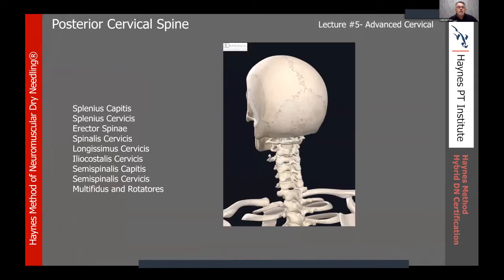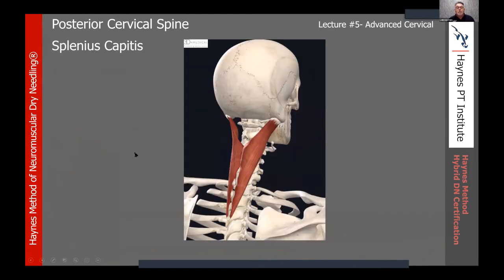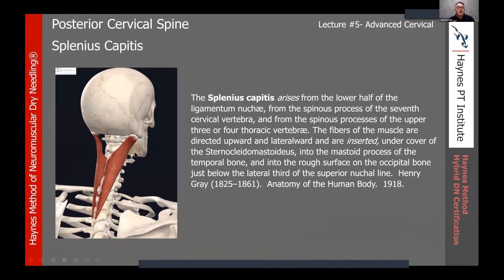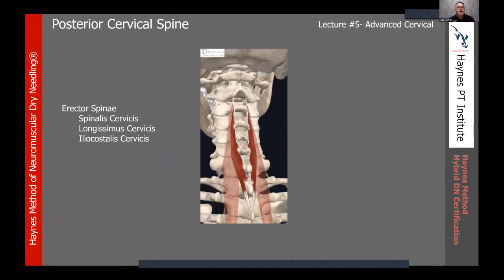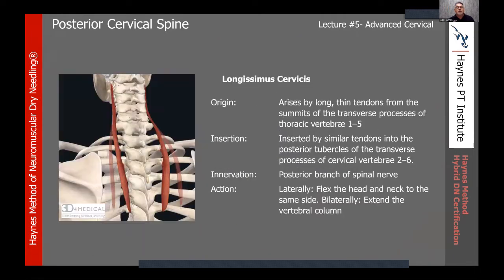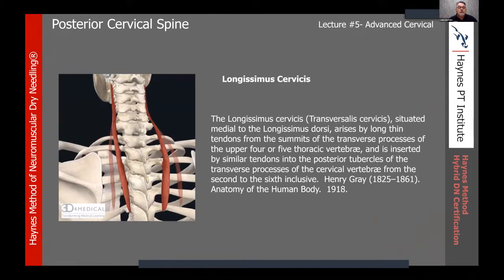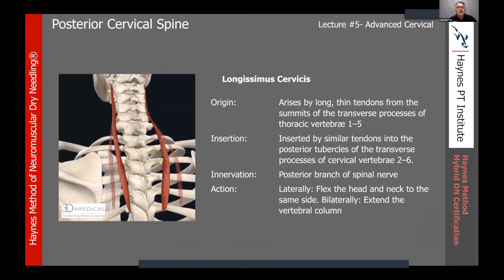Okay, so let's move into our posterior cervical spine. Again, we've already talked about a lot of this except for longissimus and iliocostalis surfaces. So I'm going to come on down to those. And actually, we've got a 3D anatomy piece before we get to it.